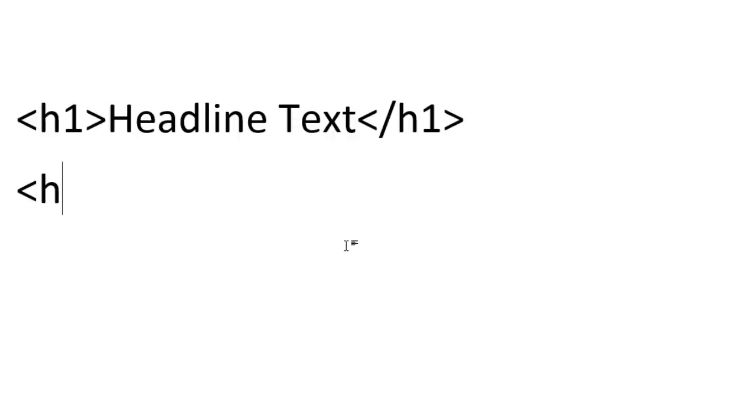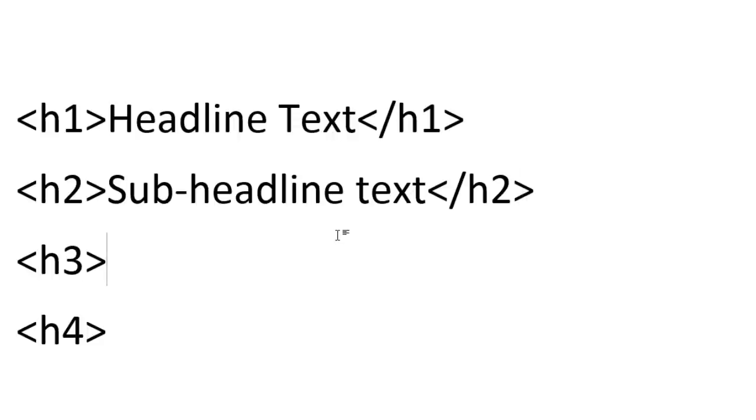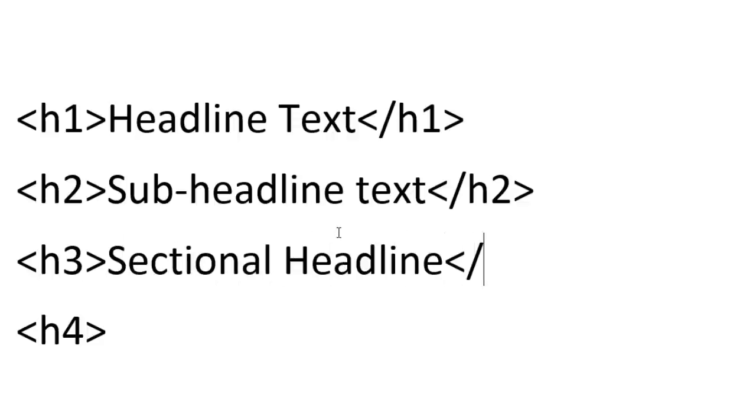So if you want to decrease in size, it's going to go from H2, H3, H4, and so forth and so on. And you would do this exact same thing. This could be something like subheadline text, and then we can close that off with slash H2. And this could be something like a sectional headline, and we close it off with H3. So as the number gets bigger, the heading gets smaller, but it's still a headline.